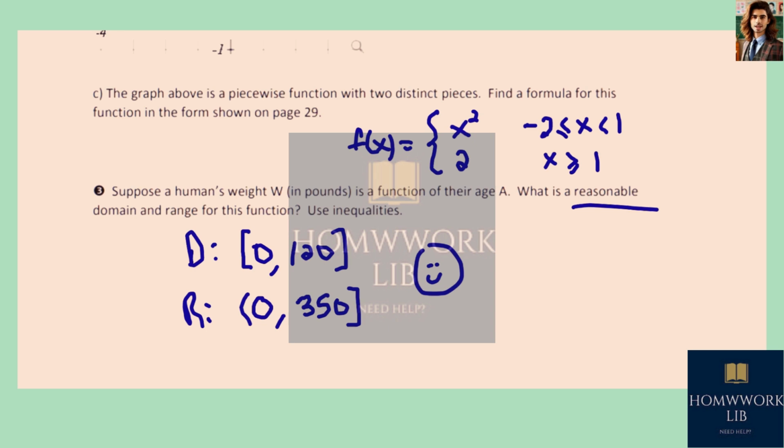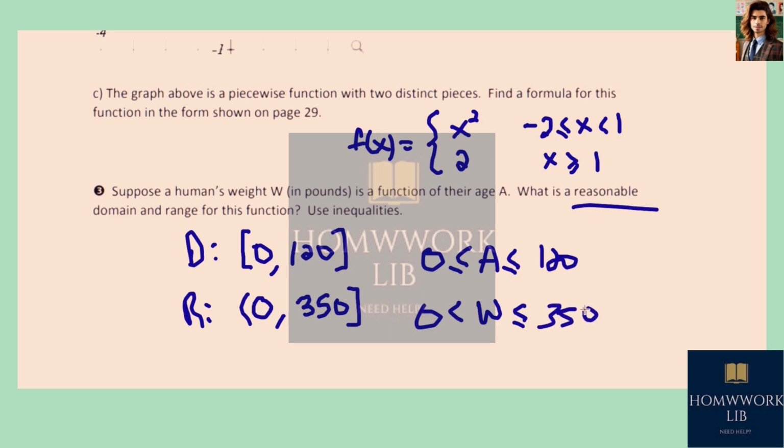It does say to use inequalities here. So this would be x's, or actually would be ages. I'm putting between 0 and 120 were my choices, and the weights 0 to 350 that was my selection.